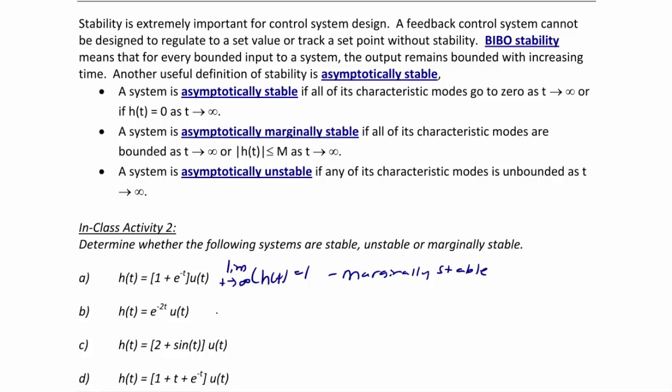What about h(t) equal to e^(-2t) u(t)? The limit as t goes to infinity of h(t) is equal to 0. So we would say that that one is stable.